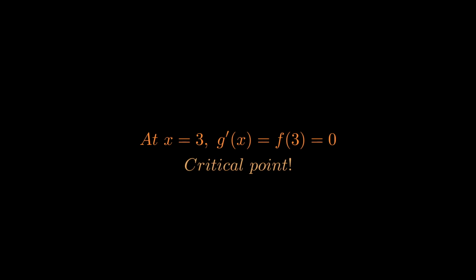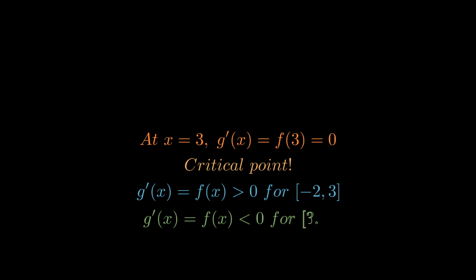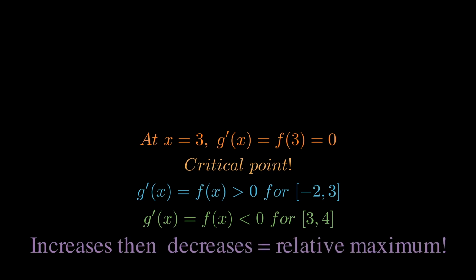We need to test. Now we can notice that f of x is greater than 0 for negative 2 to 3, and it's less than 0 for 3 to 4. And that means it increases and then decreases. So we have a relative maximum at that point. So a relative maximum can never be the absolute minimum in this problem. So we can ignore x equals 3 because we know a relative maximum exists at that point. So now we test the endpoints, negative 2 and 4. Again, whenever you're finding absolute extrema, you must test your endpoints.